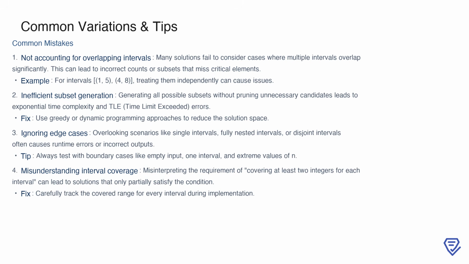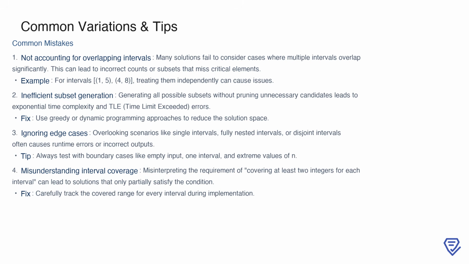For example, given intervals like 1, 5, and 4, 8, treating them independently might result in missing critical elements that are necessary to satisfy the condition. Another common issue is inefficient subset generation. When solving this problem, generating all subsets can lead to exponential time complexity, which is computationally expensive and likely to result in time limit errors. To address this, we can use greedy or dynamic programming approaches to narrow down the solution space effectively.